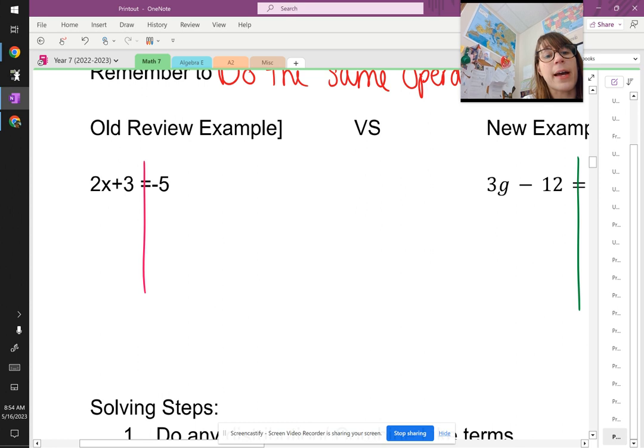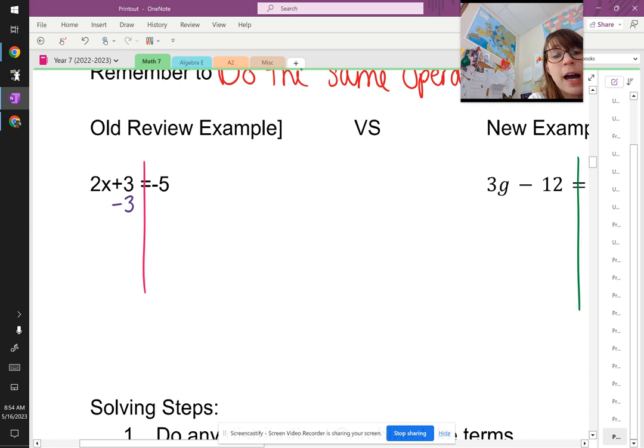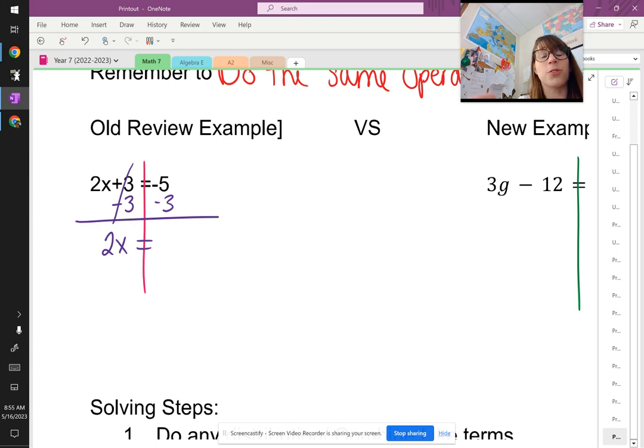All right, so starting with our old review example. What is preventing my x from being alone? That would be the 2 and the plus 3. I have to deal with the plus 3 first. The opposite of a plus 3 is minus 3. Positive 3 and negative 3 cancel out. 2x carries down. This is where you're probably using your calculator to at least check yourself.